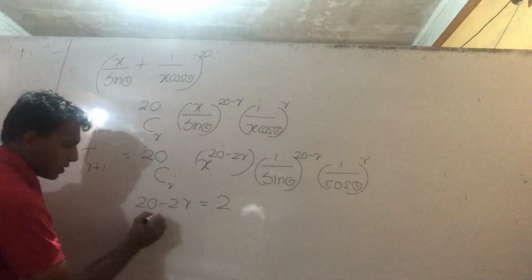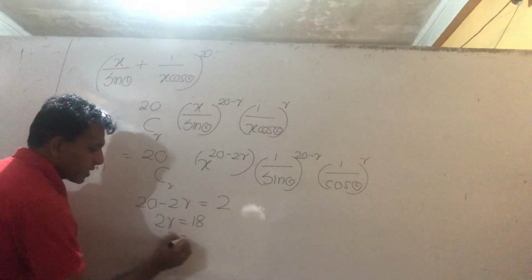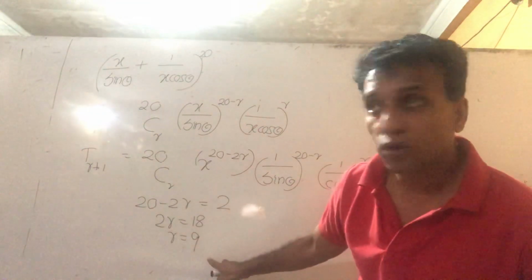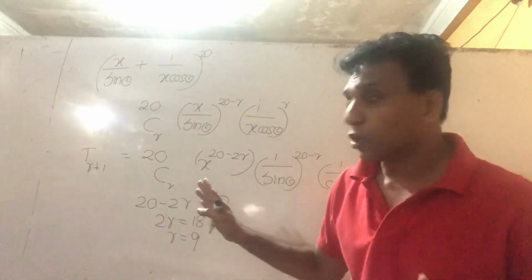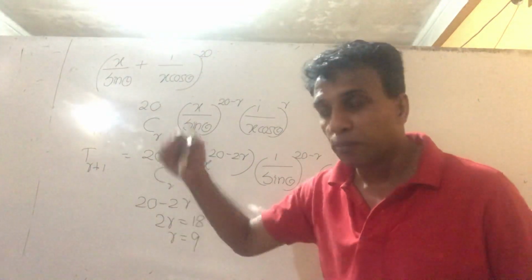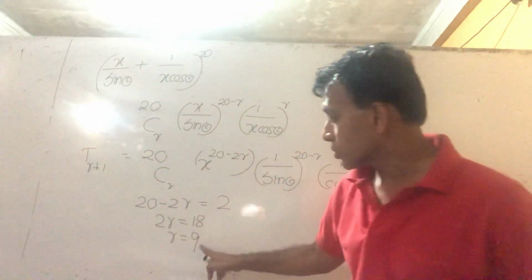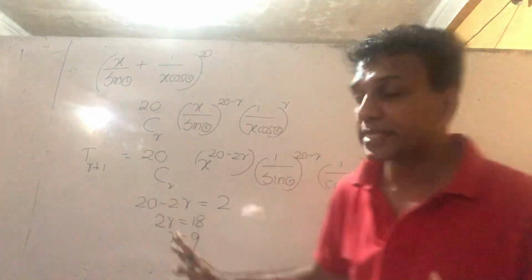So solve this, what happened? 2r equals 18, r is 9, right? That means which term? r equal to 9 does not mean the 9th term. You see, 9 plus 1, the 10th term. It's not only for this question. In every problem hereafter, over the past papers, you need this idea, right? So r equal to 9 does not mean the 9th term. Come here: 9 plus 1, the 10th term.